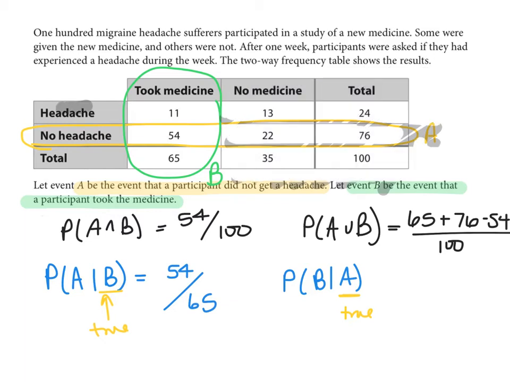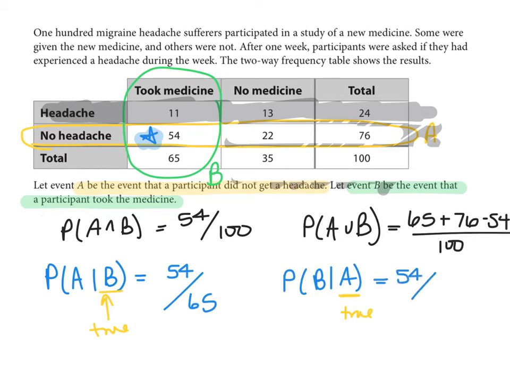So if we know they didn't have a headache, that means I don't care about this whole part of the table where they did have a headache. That's irrelevant to me. So what I care about is if they did have a headache. So this time, the probability of B, so notice I'm really focusing just in this yellow circle now. The probability of B, which is that they took medicine, that's this 54, whoop, switch pens. All right, 54.